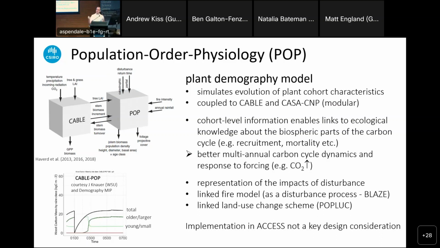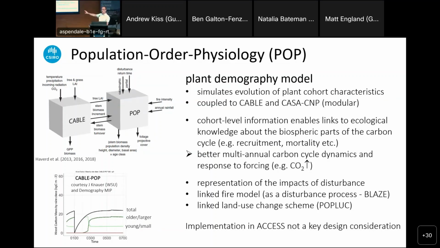And because we're able to connect into the ecology space, that allows you to lever off a much broader knowledge base in terms of parameterization and verification. The ultimate aim is that if you think you've got a better process representation, then you're hoping that you're getting better multi-annual carbon cycle dynamics and also a better response to forcing such as increased CO2. So therefore you should have better confidence about what your carbon cycle is going to do in the future, and therefore that feeds into questions about net zero, national commitments, etc.